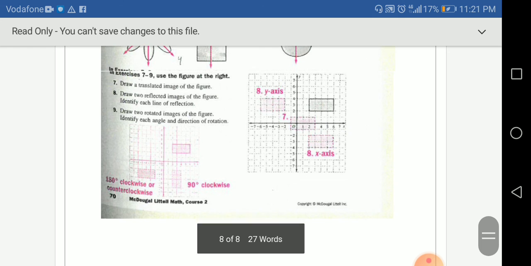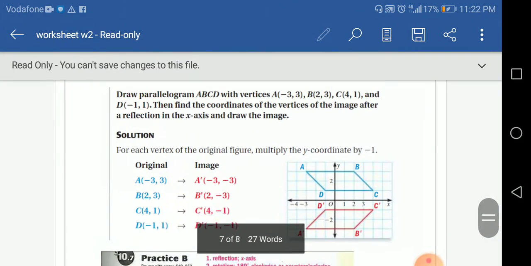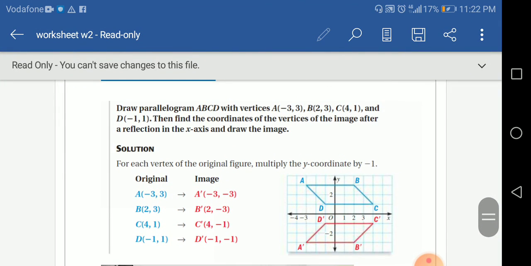I got for you the practice book, your practice book. Please do this as homework, page 70. So page 70 homework, and the answers are there, as you see.